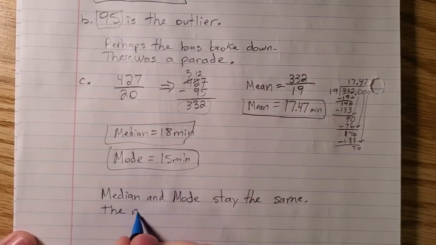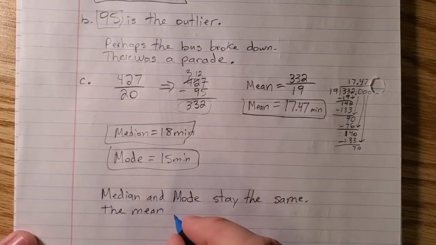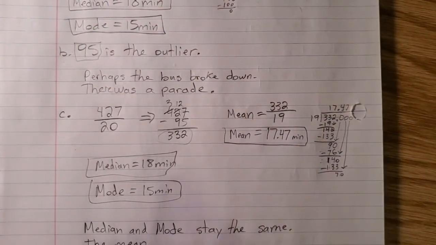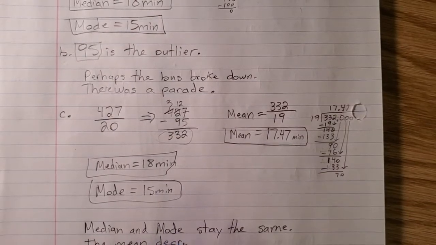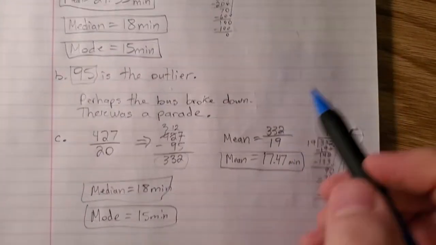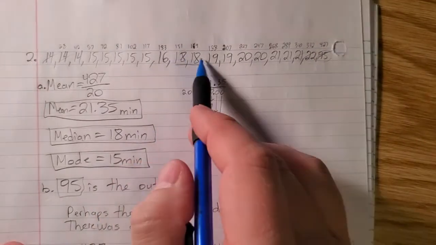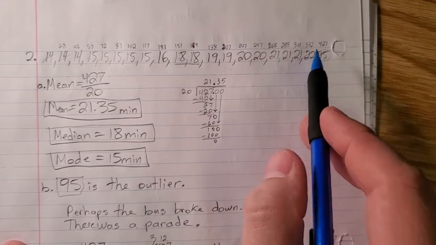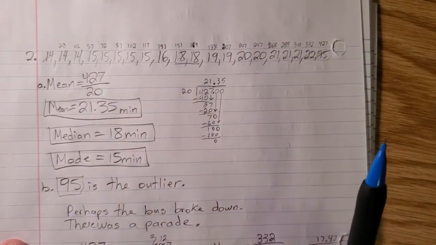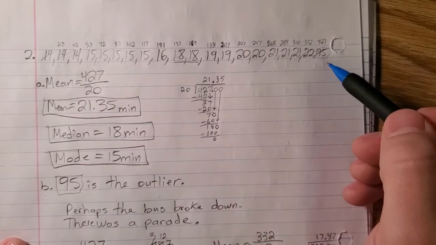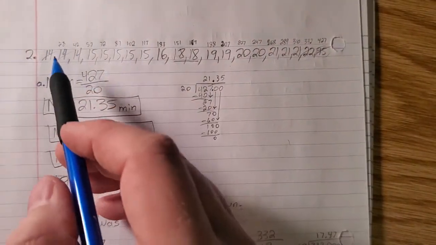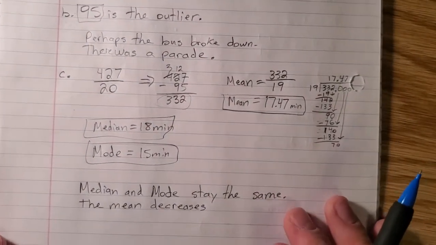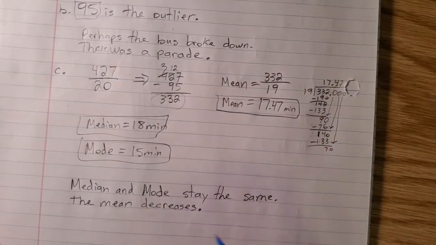The mean, look at it, it went from 21.35 to 17.47, decreased. So when you get rid of a number that's greater than your median and the majority of the numbers, what happens to the mean? The mean goes down. So you get rid of a big number and it goes down. And in question 1, we found out when you get rid of a smaller number, the mean goes up. So the mean is greatly affected by outliers. That's what we're learning in this lesson here.